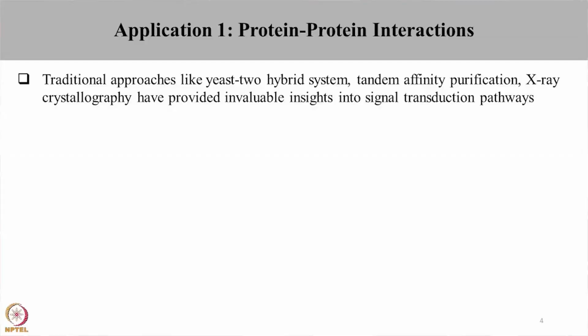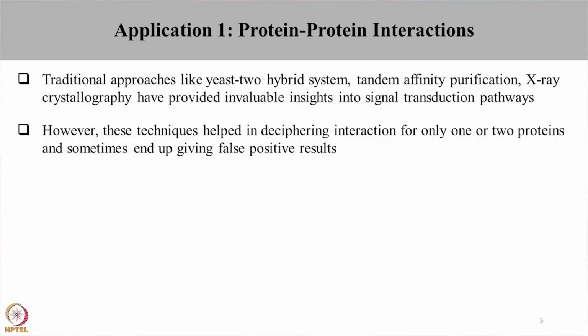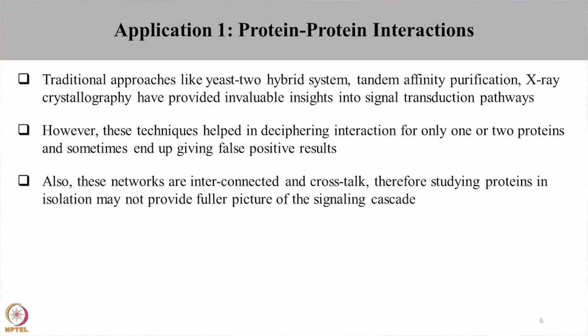Traditional approaches like yeast two hybrid system, tandem affinity chromatography, etc., have provided invaluable insight into protein-protein interaction. However, these techniques just look at one or two proteins, study these proteins in isolation, and sometimes even end up giving false positive results. These networks, the signaling pathways, are dynamic. Therefore, studying a protein in isolation might not provide a fuller picture of the interacting pathway.